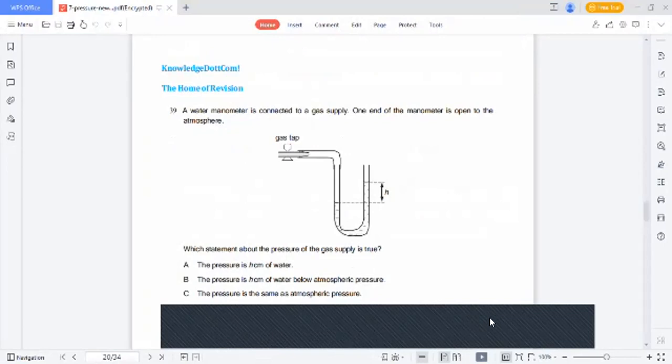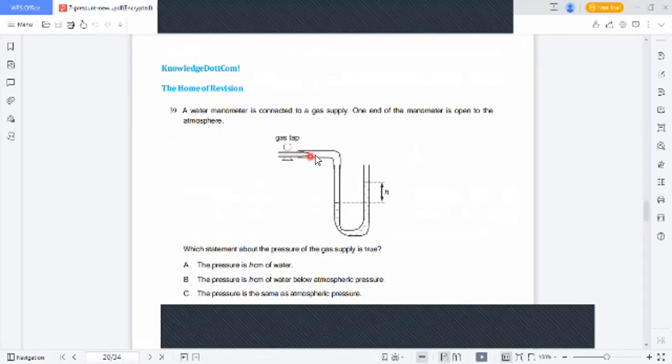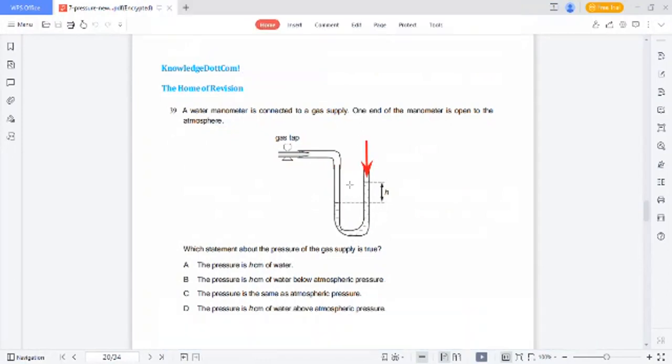Number 39. A water manometer is connected to a gas supply. One end of the manometer is open to the atmosphere. Yes, this is open to the atmosphere. Atmospheric pressure is acting on it, similarly here as well.